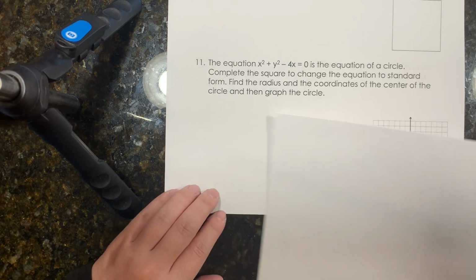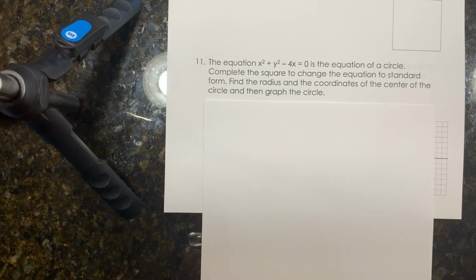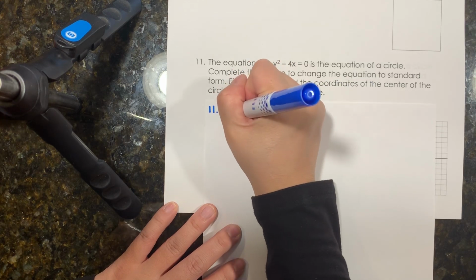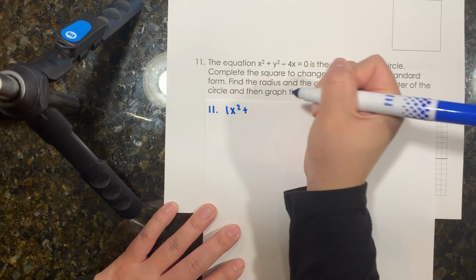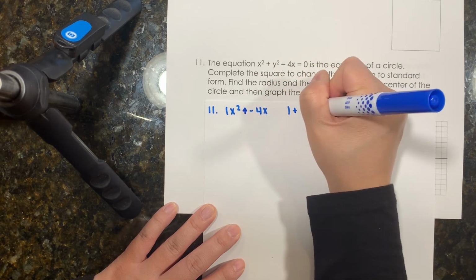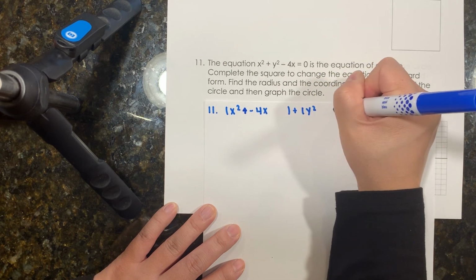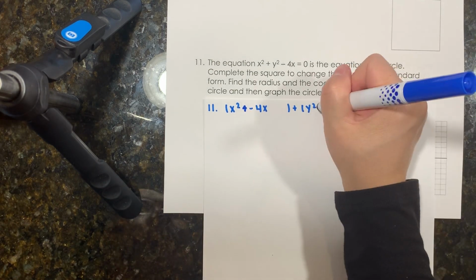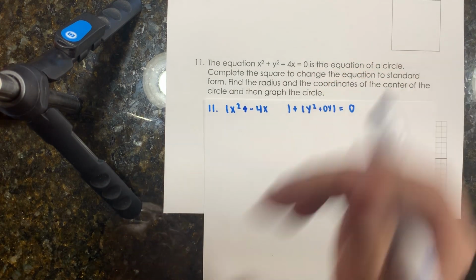So number 11, the first thing that I'm going to do, it says the equation x squared plus y squared minus 4x equals 0 is the equation of a circle. Complete the square to change the equation to standard form. Find the radius and the coordinates of the center of the circle and graph the circle. So the first thing that I'm going to do for number 11 is to put all the x's together. So x squared minus 4x, leave a space, plus y squared is equal to 0. Now, there's nothing attached, so this is kind of like 0y.